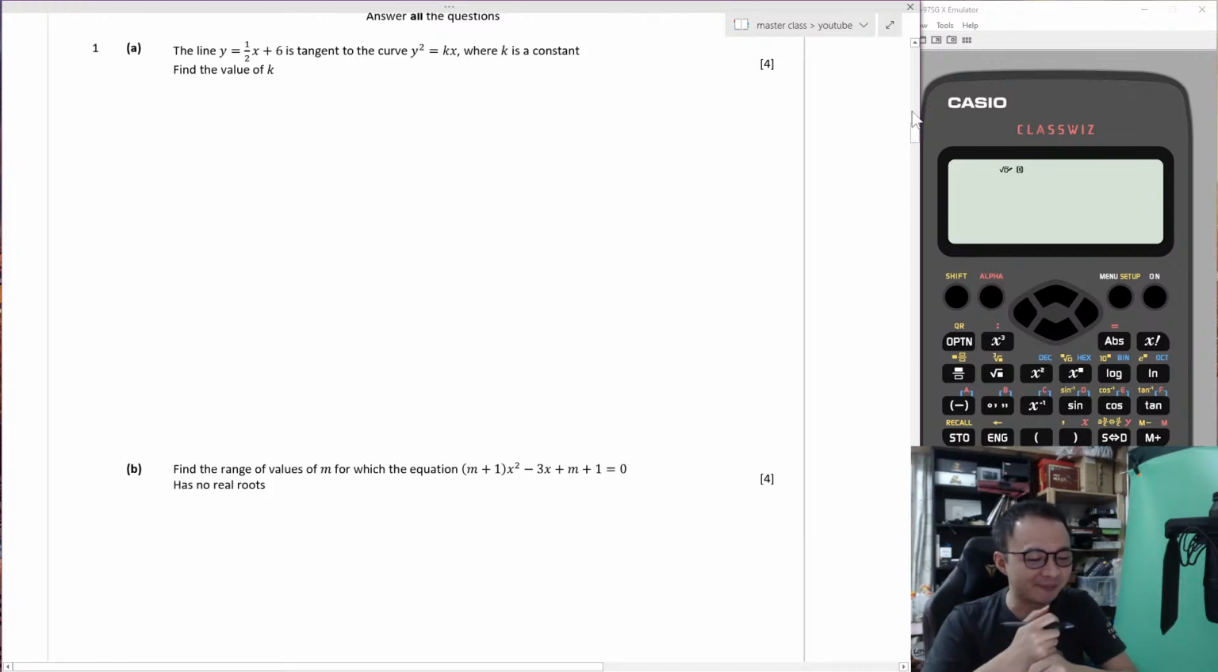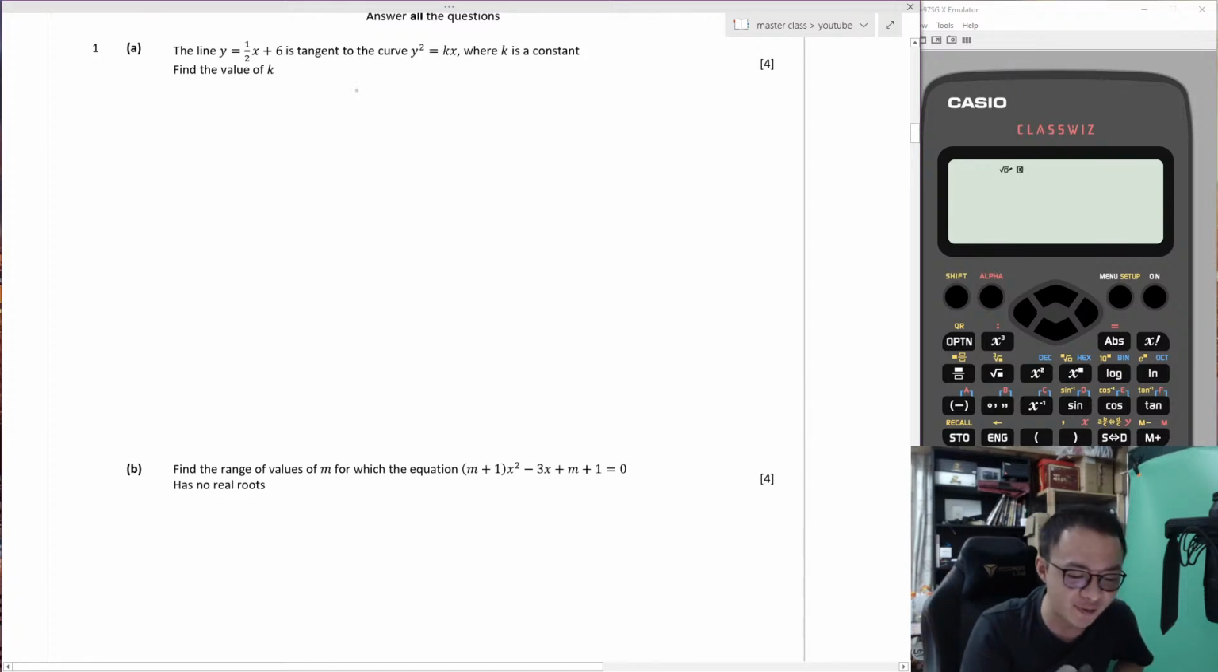Alright, so the first one. The line y equals half x plus 6 is tangent to the curve y squared equals kx, and then find the value of k. So tangent, we know, means touching one point. Touching one point means b squared minus 4ac equals 0. So you just need to solve the first equation in the second equation. So I would say half x plus 6, squared, equals kx.